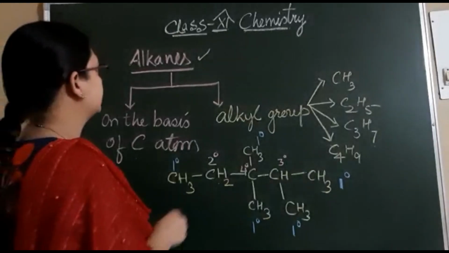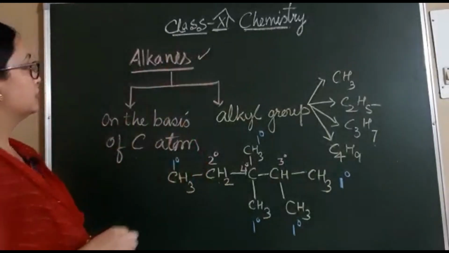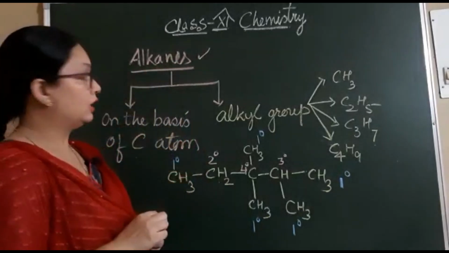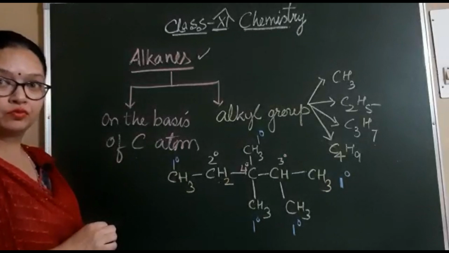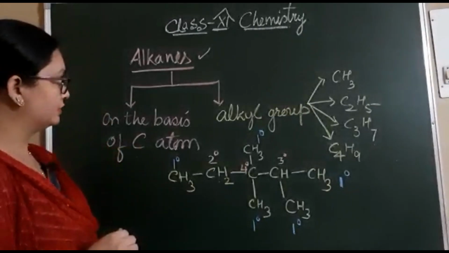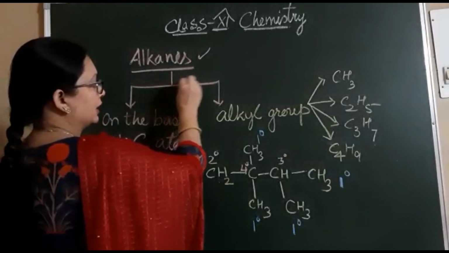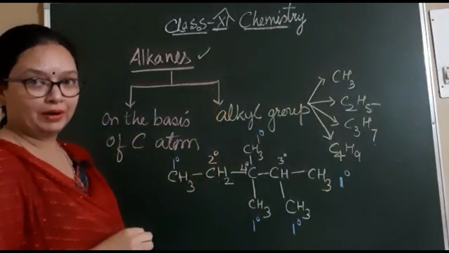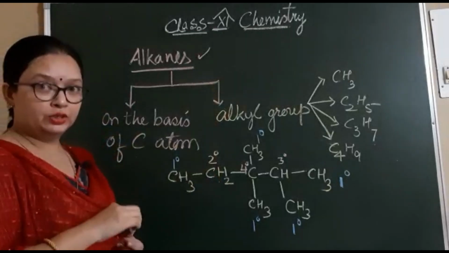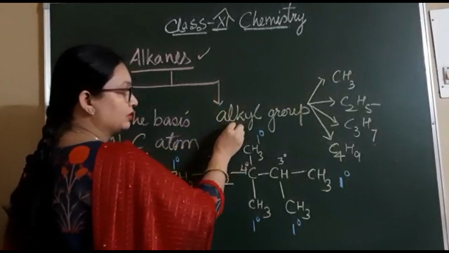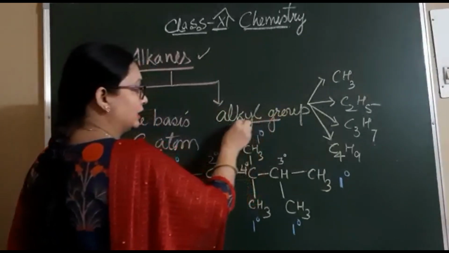Now let us study the first compound, that is alkanes. The carbon atoms in the alkanes are arranged in various ways. So what terms are we using for those carbon atoms? Let us see. In alkanes, when the hydrogen atoms are replaced and new groups are added, the group that is created is known as an alkyl group.